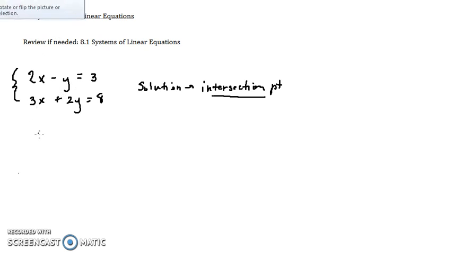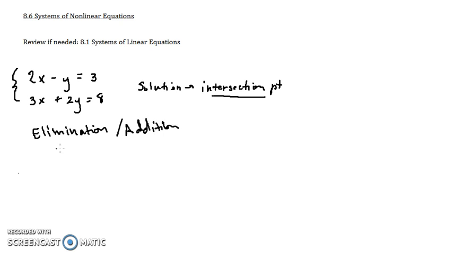Okay, so now coming back to this same problem and looking at it with the elimination or addition method. You may have heard it called either one. It depends on the book that you're in. It's called elimination because you eliminate one variable, and sometimes it's called addition because you add the two equations together.